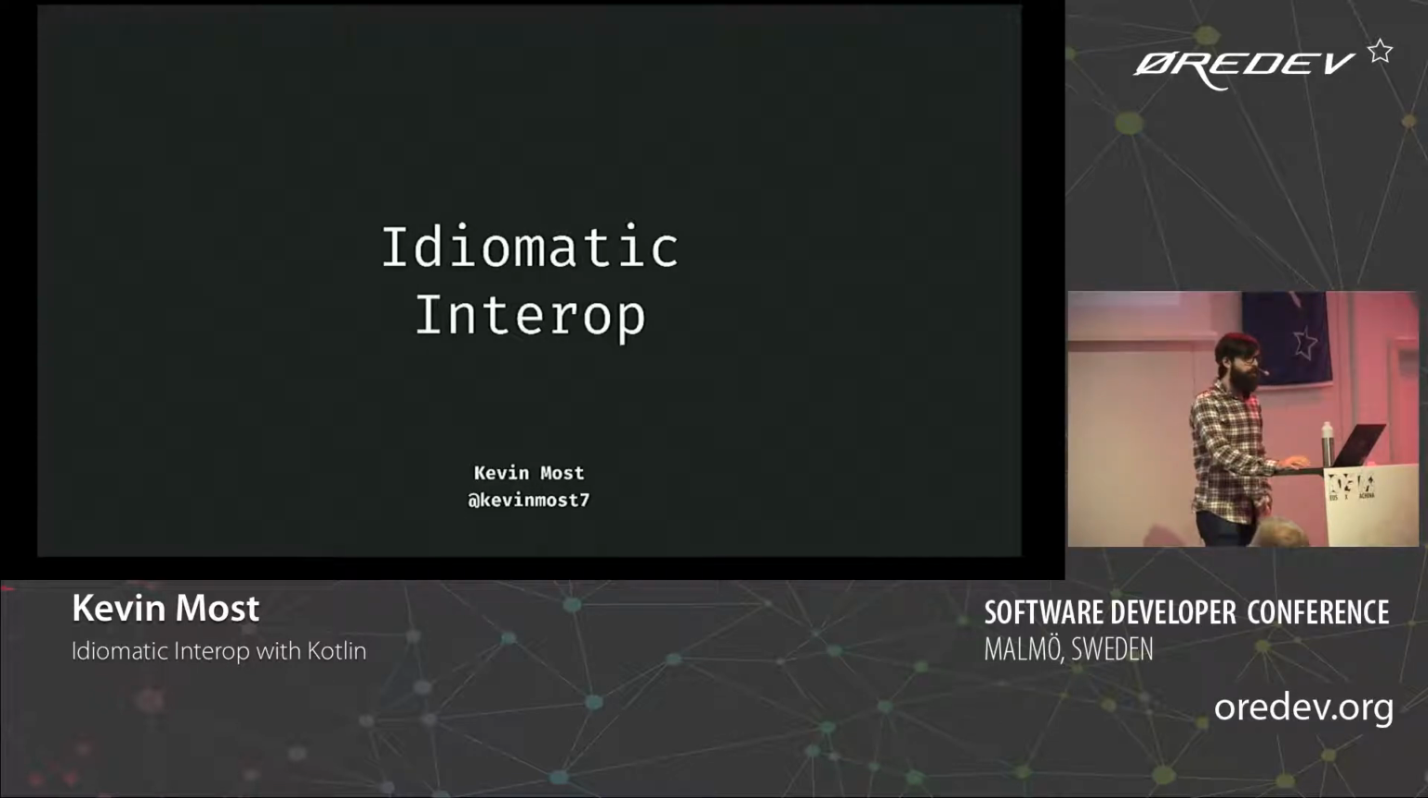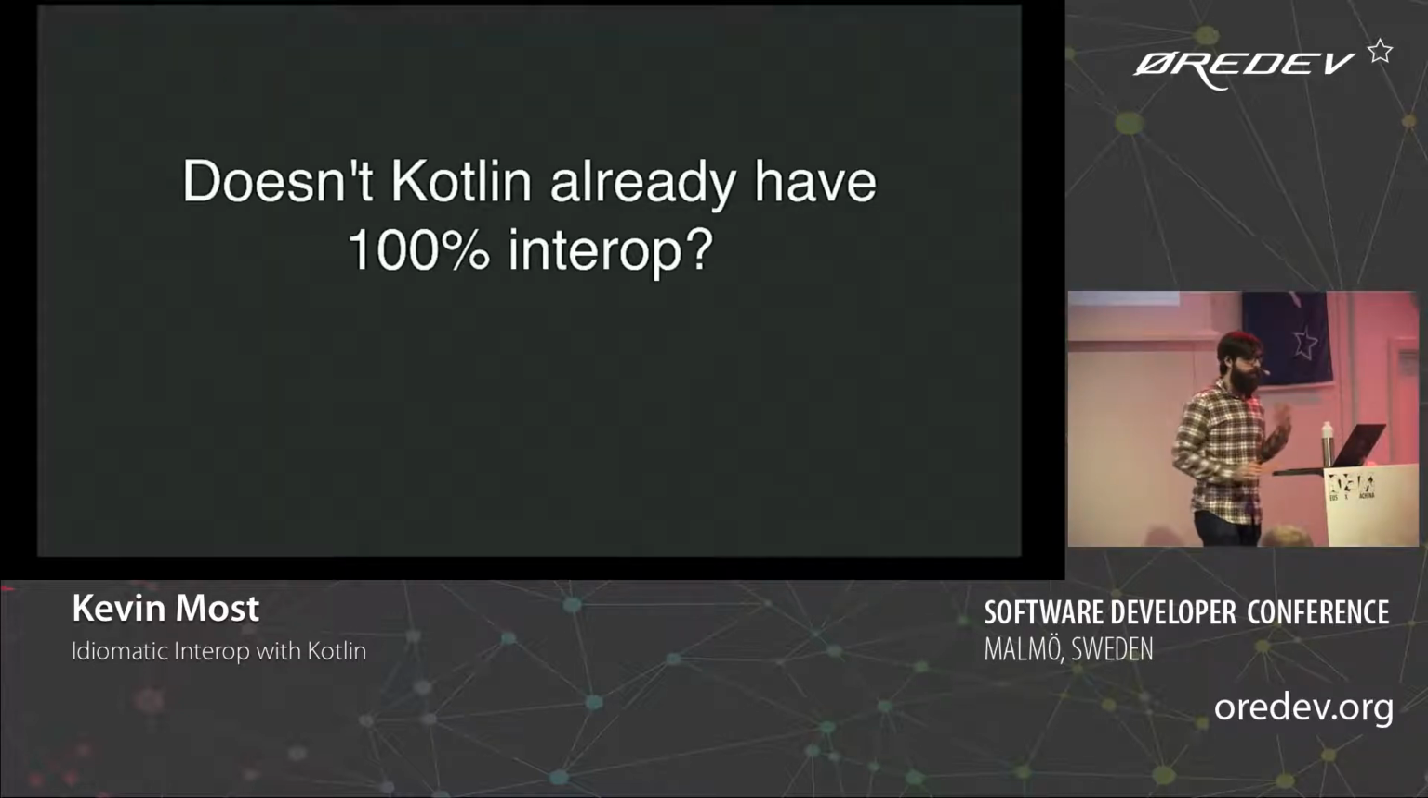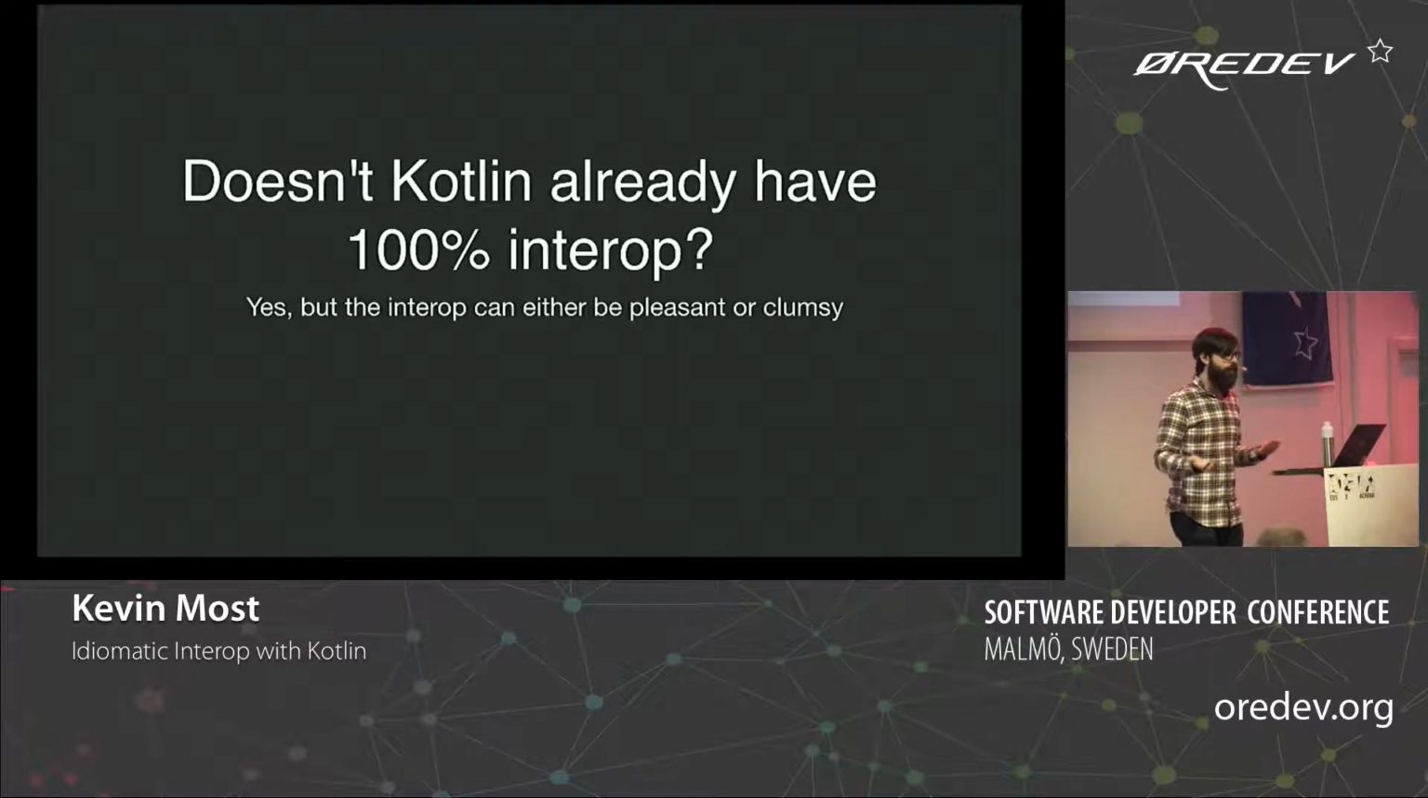So one question I usually get about interop between Java and Kotlin is, well, Kotlin already has 100% interop, right? Interop being interoperability between Java and Kotlin. They're supposed to work perfectly together. It's true, but like any code base, just because the interop story is there and it works, it doesn't necessarily work well. You can have good interop. You can have pretty clumsy, not that great interop. It really depends on how you write your code.